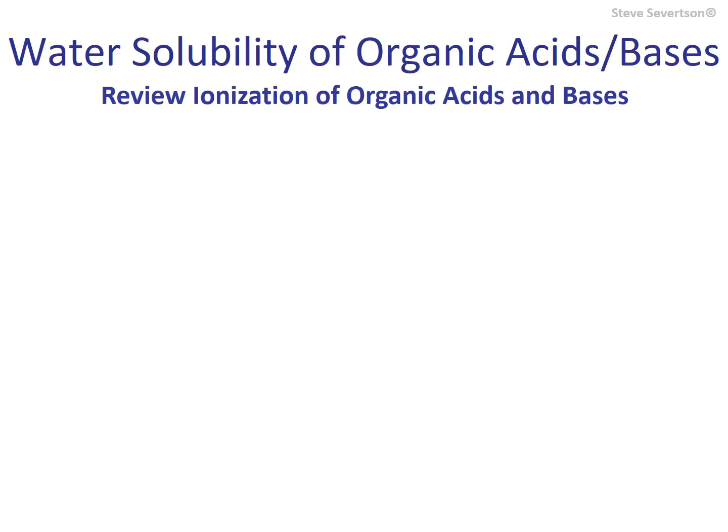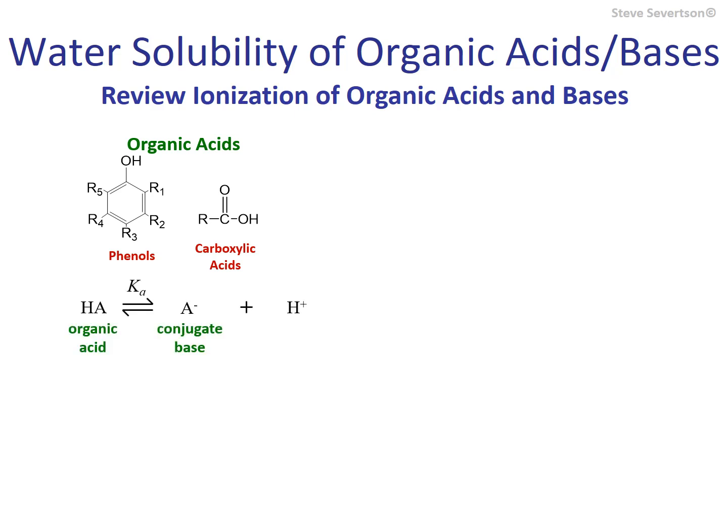We begin with a review of the ionization of organic acids and bases. Commonly encountered organic acids include phenols and carboxylic acids. Here, a generic organic acid is represented by HA. In water, it dissociates to produce a conjugate base. The extent of this process can be described with an equilibrium constant more commonly known as the acidity constant, Ka. Here the brackets indicate equilibrium concentrations. The higher the acidity constant, the greater the acid dissociates and the stronger it is said to be.